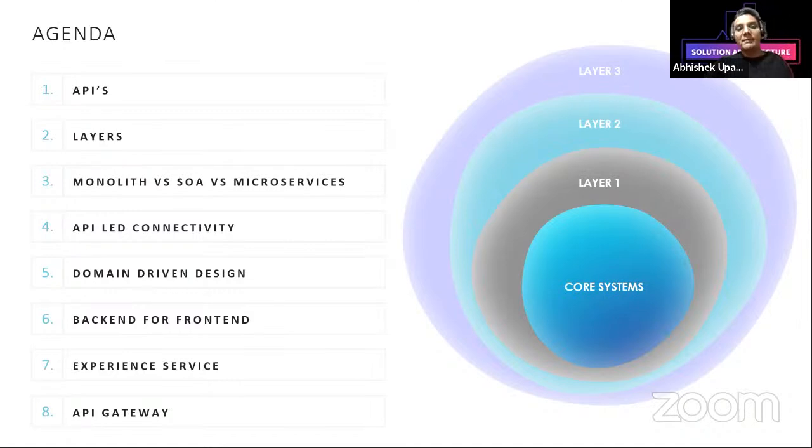I work with EPAM as a solution architect. My name is Abhishek, and in this presentation, I will take a use case of a hypothetical bank that adopted APIs and then went through several changes in terms of defining the layers of API.